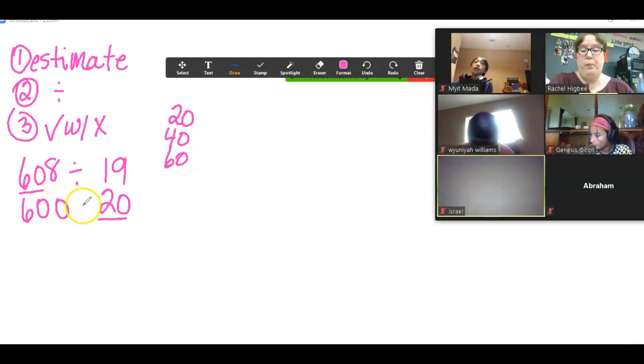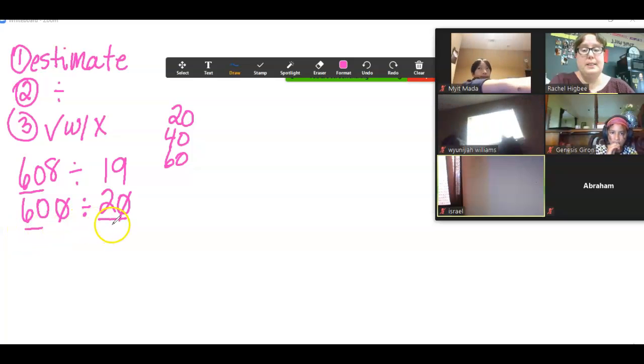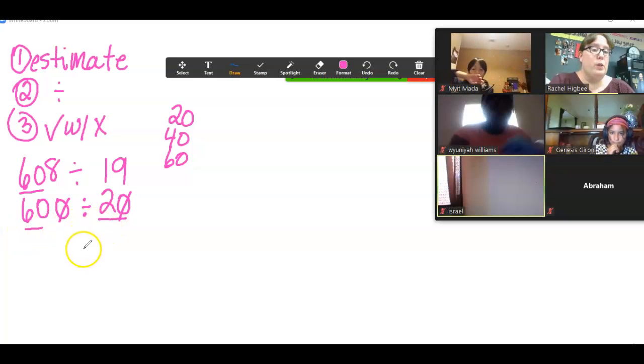to a 0. Okay, so now that I have my zeros, remember if I have 1 in the dividend and 1 in the divisor, I can match them up and get rid of them. So I do have some that I can match up and get rid of. Okay, so that leaves me with 60 divided by 2. So if I cut 60 in half, what does that give me?